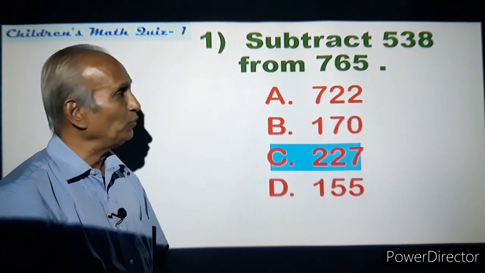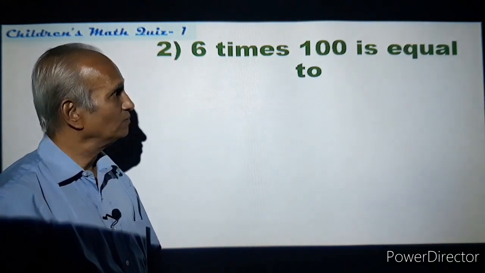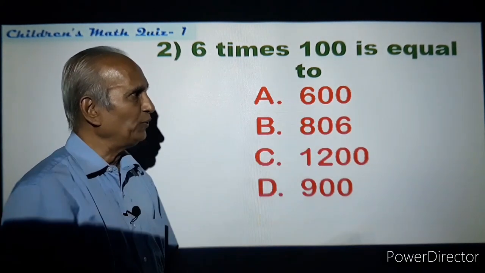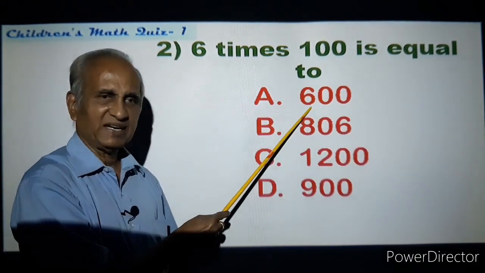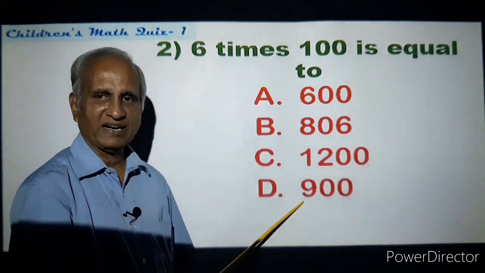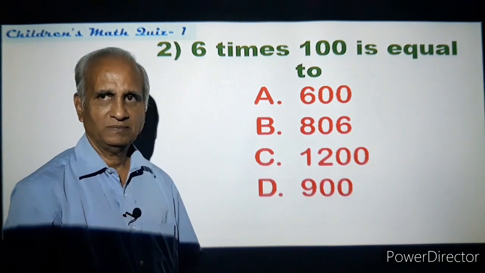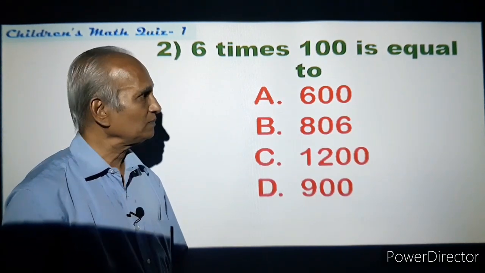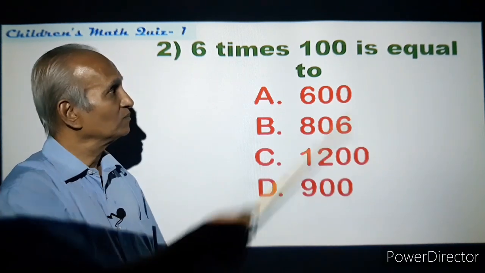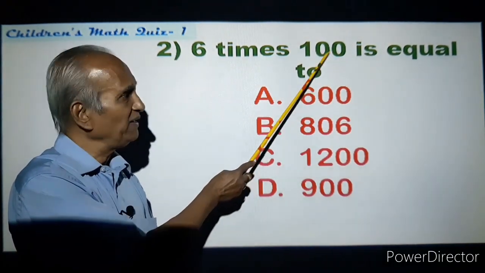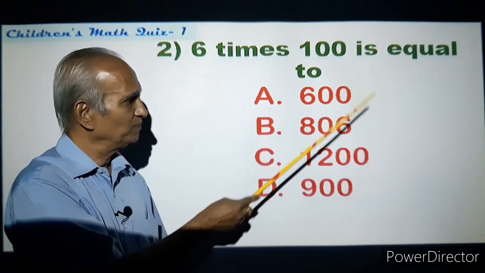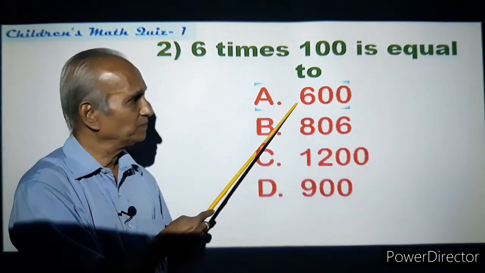Okay, question number 2. 6 times 100 is equal to 600, 806, 1200, 900. Zero in units place, 0 in tens place, 6 ones are 6. The answer has to be 600.